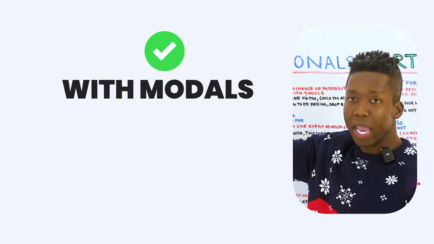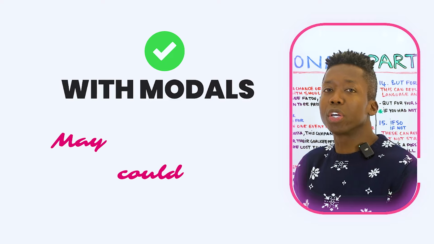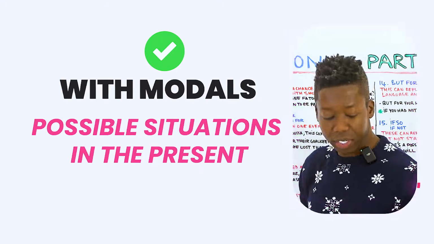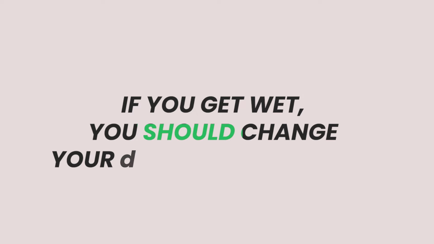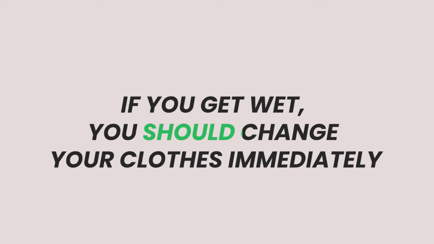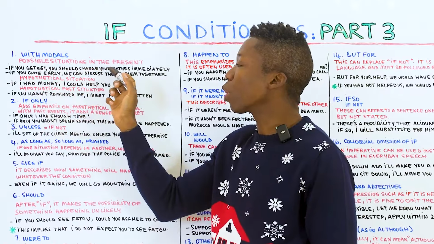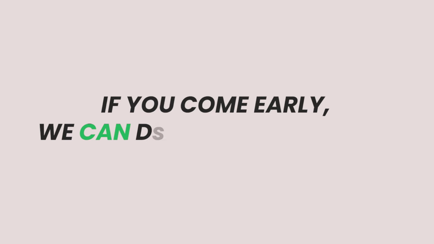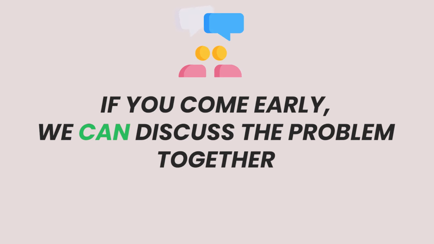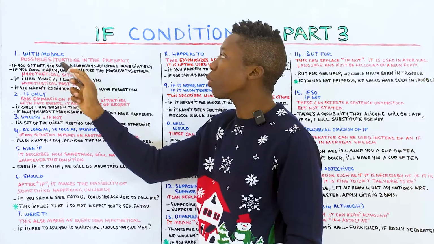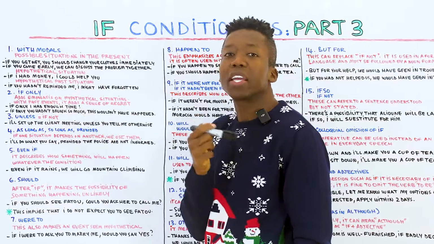If with modals. We use them with modals: may, could, will, should, etc. It expresses possible situations in the present. For instance, if you get wet, you should change your clothes immediately. All right, if you get wet, you should. This is a modal verb. It acts as an auxiliary, but it's actually a modal auxiliary. You should change your clothes immediately. If you come early, we can discuss the problem together. Here we are using modals to express possible situations in the present, not in the past, okay?